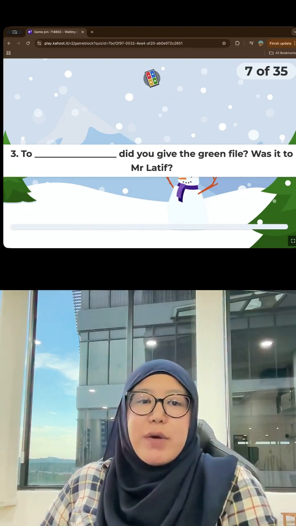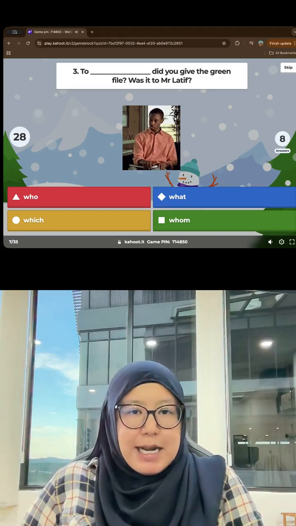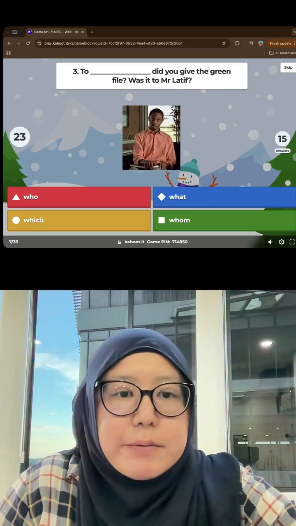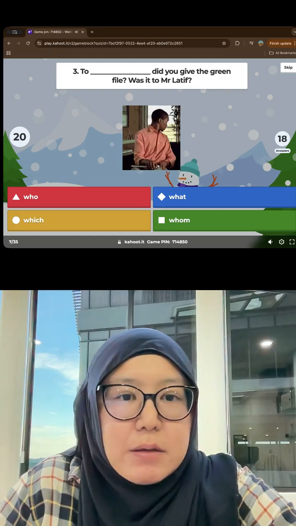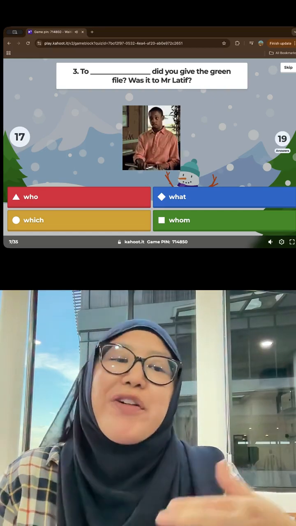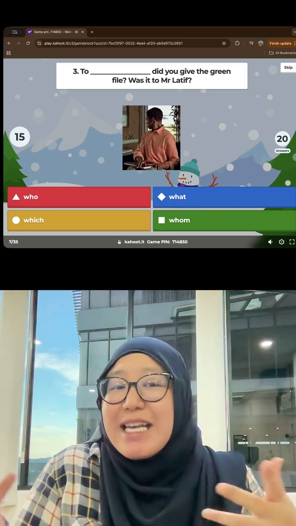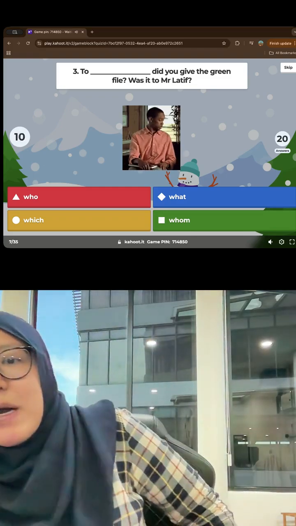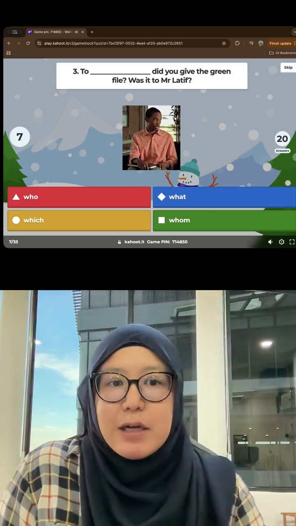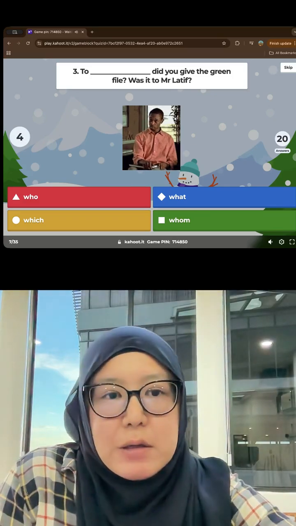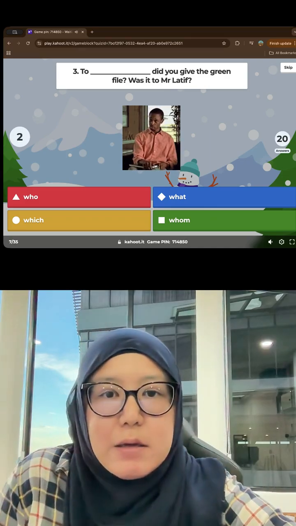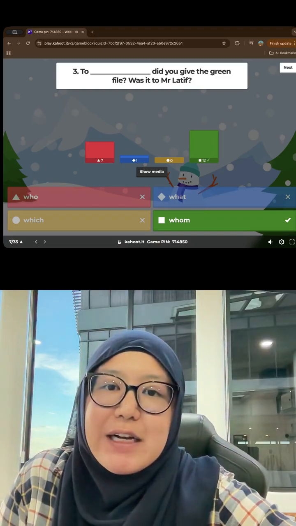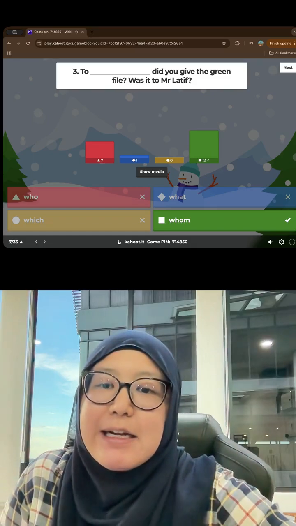To blank did you give the green file? Was it to Mr. Latif? So for grammar questions, since it is much easier compared to the rest of the components, I'm giving you just like 30 seconds to think. Okay, 2 more seconds. Yes, to whom did you give the green file? Was it to Mr. Latif?